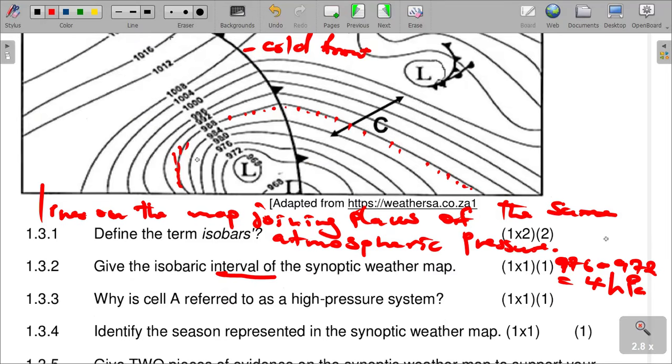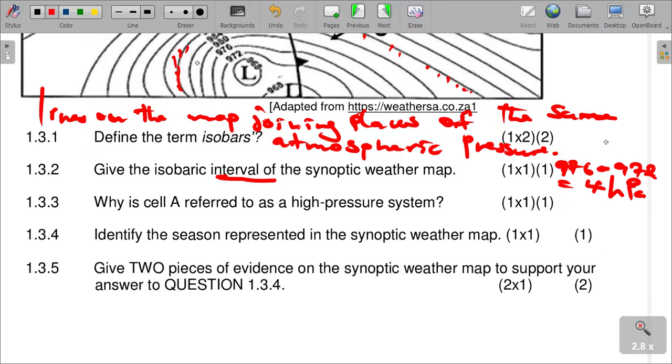We can use, for example, 1016 and 1012 here. If you look here, 16 minus 12, you still find 4. That is how you get the answer there.